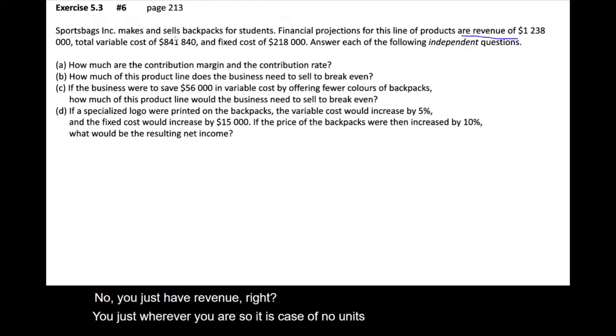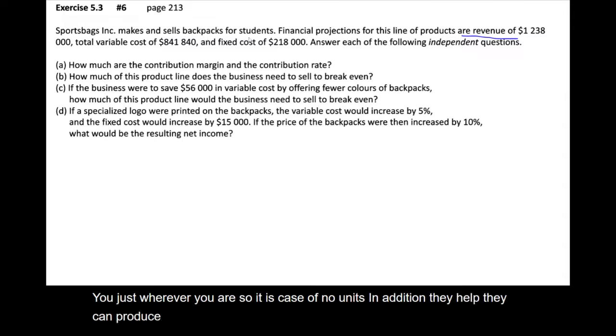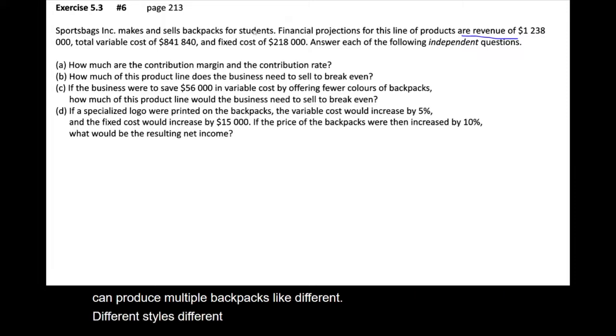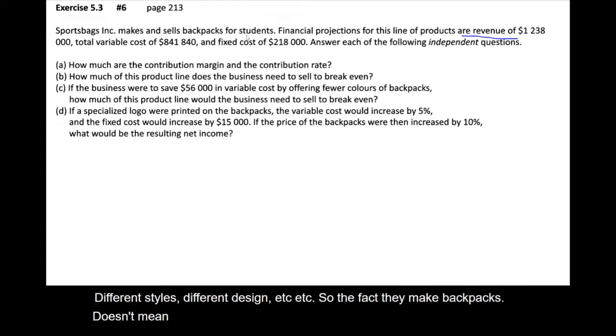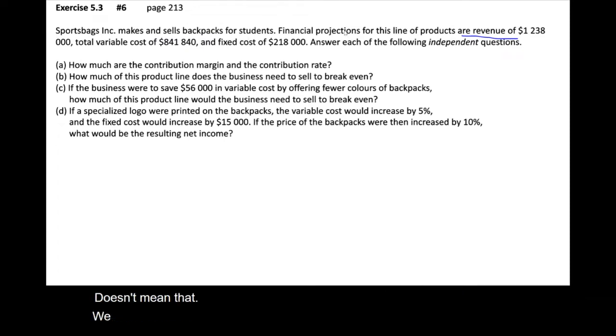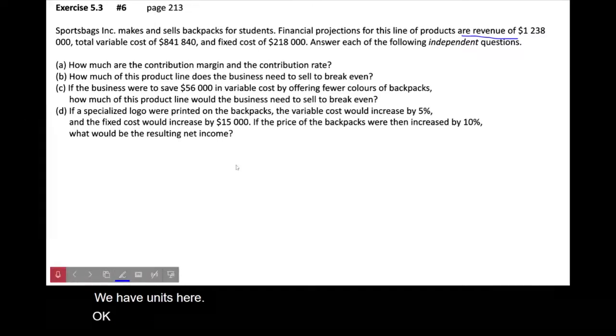In addition, they can produce multiple backpacks, like different styles, different designs, etc. So the fact they make backpacks doesn't mean that we have units here. Okay, so we're ready to work.